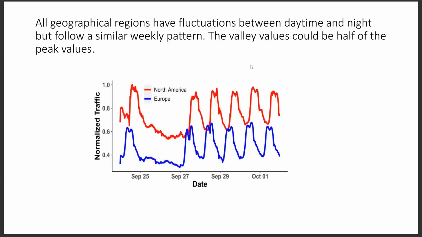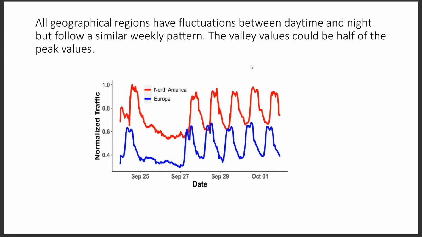And here you can see the picture, which is a description of all geographical regions that have fluctuations between daytime and nighttime but follow a very similar weekly pattern. And here the values could be half the peak values. As we can see here, the x-axis has the dates and the y-axis has the normalized traffic. The red graph shows North America and the blue graph shows Europe.